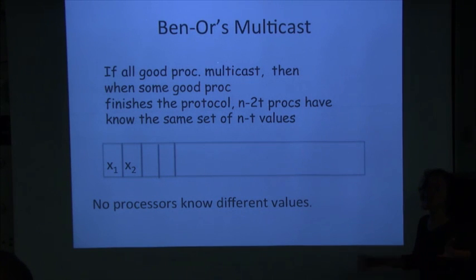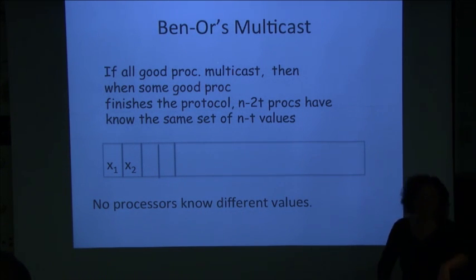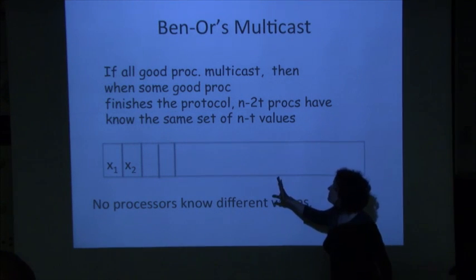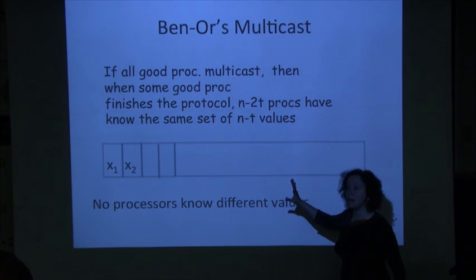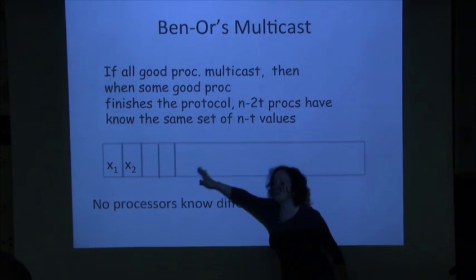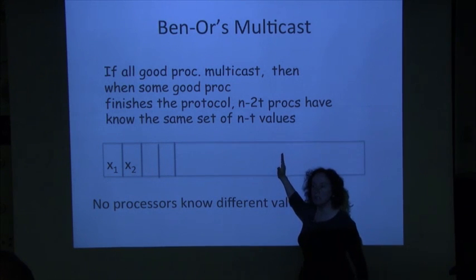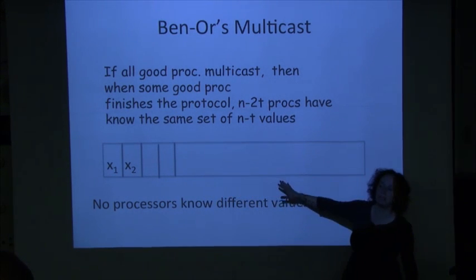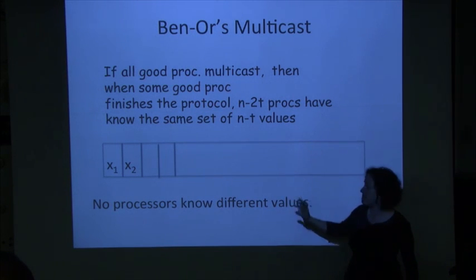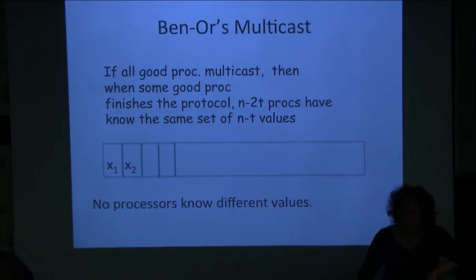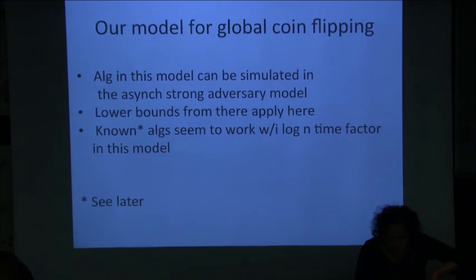I'm just telling you these results to inspire the model I'm going to show you. I'm not even going to show you how I implement the model because it's boring to look at all these things. Right, exactly, the same set. They'll see an array, and the same N-T locations will be filled for everybody, with the same values. All right, I'm going to show you this model. I hope it's right.